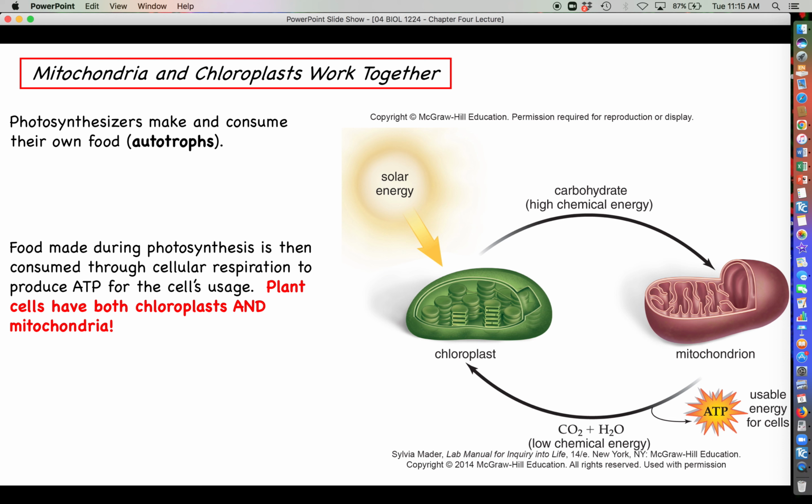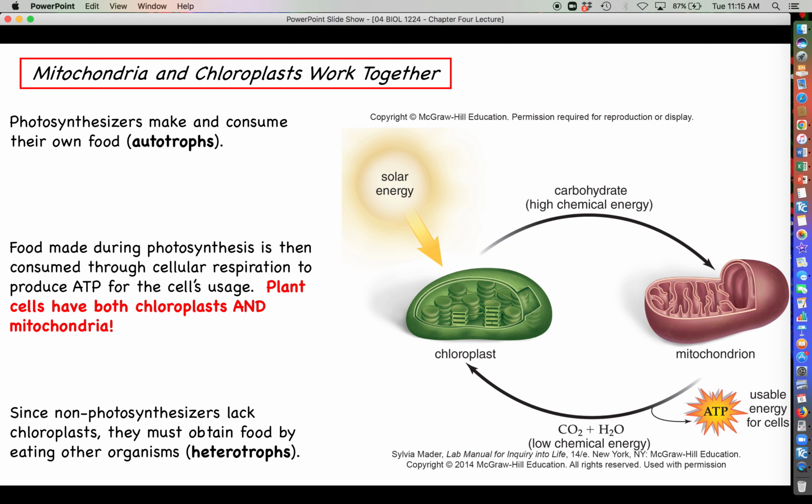This is a common misconception. Plant cells have both chloroplasts and mitochondria. It is not an either-or proposition. Cells do not have either mitochondria or chloroplasts. Plant cells have both mitochondria and chloroplasts. The chloroplasts allow them to make the food. The mitochondria allow them to eat the food and get the energy out of it.